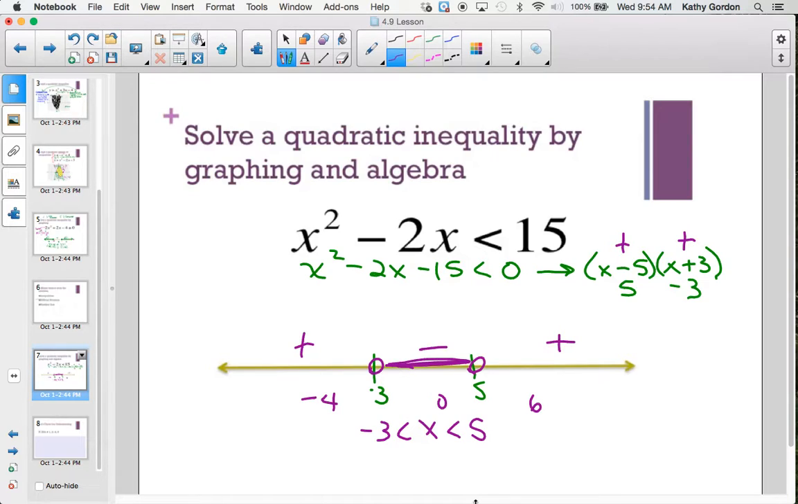Okay. As interval notation. Parentheses, -3, comma, 5, parentheses. Excellent. That's what you want.